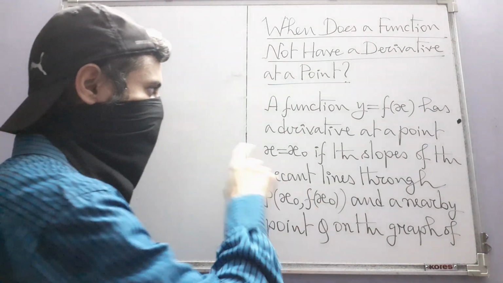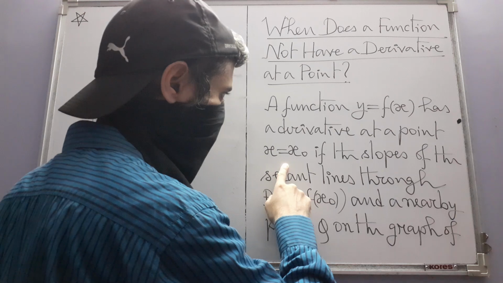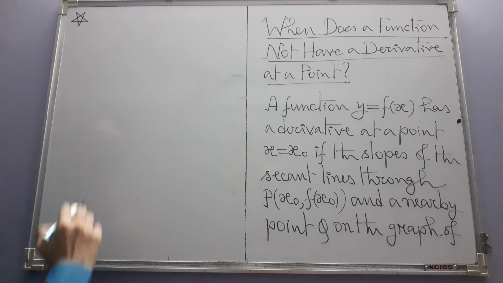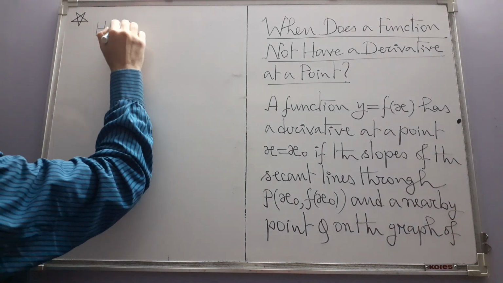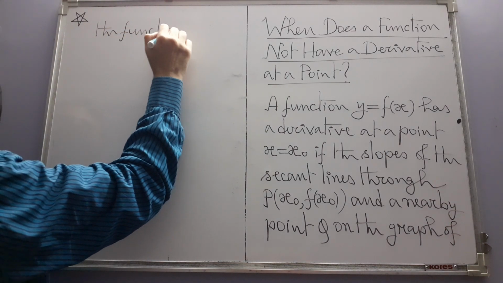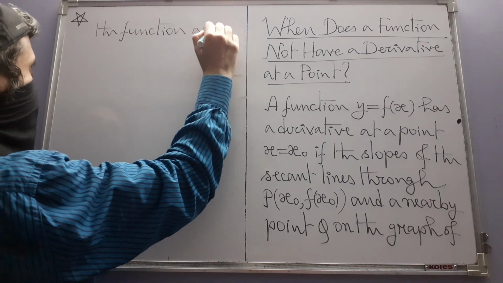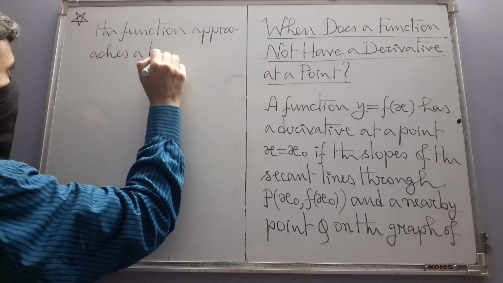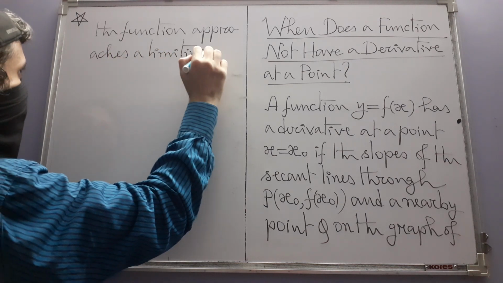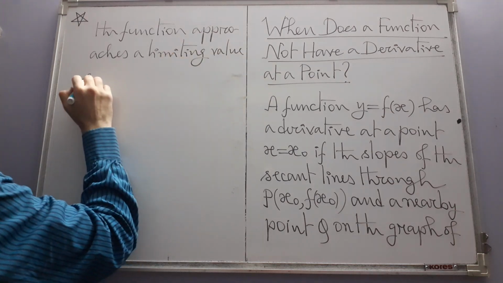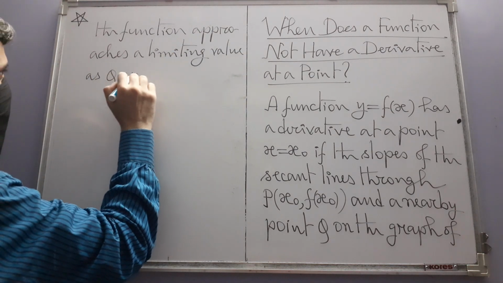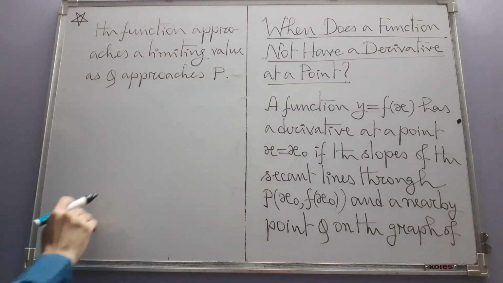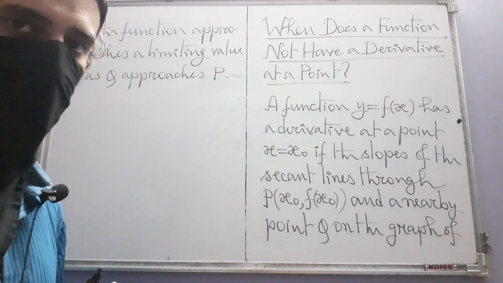So what have I written? A function has a derivative at a point x naught if the slopes of the secant lines through P and a nearby point Q on the graph of the function approach a limiting value as Q approaches P, while all the time being on the graph, of course.